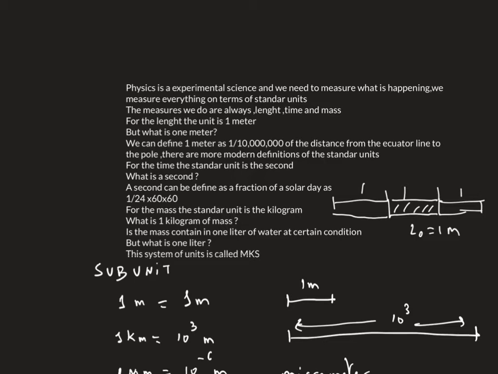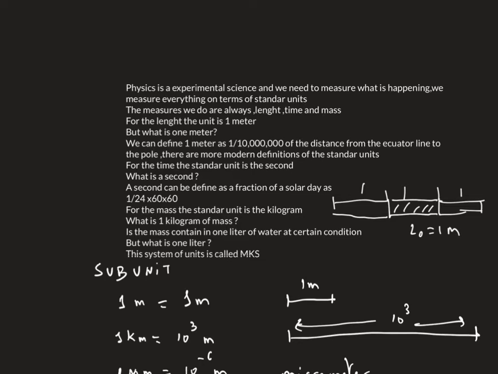The unit for time is the second, and what is 1 second? Well, 1 second is a fraction of 1 day. What is that fraction? The day has 24 hours, the hour has 60 minutes, and the minute has 60 seconds, so it's a fraction 1 divided by 24 by 60 by 60. So this is 1 second, a fraction of 1 day.